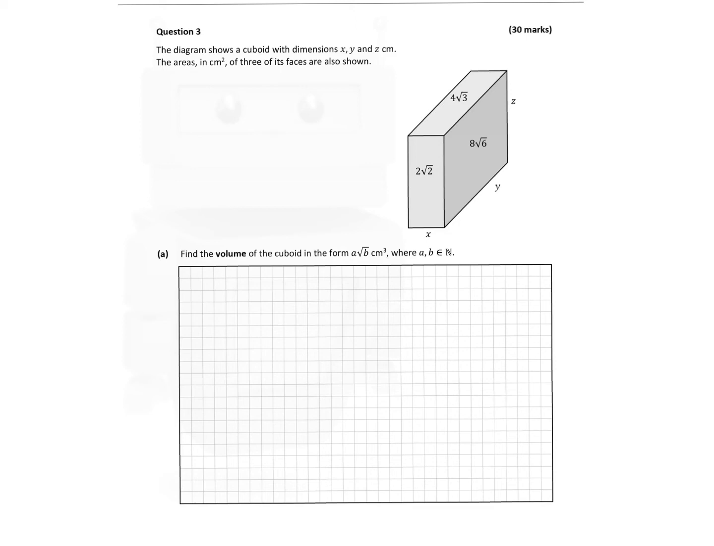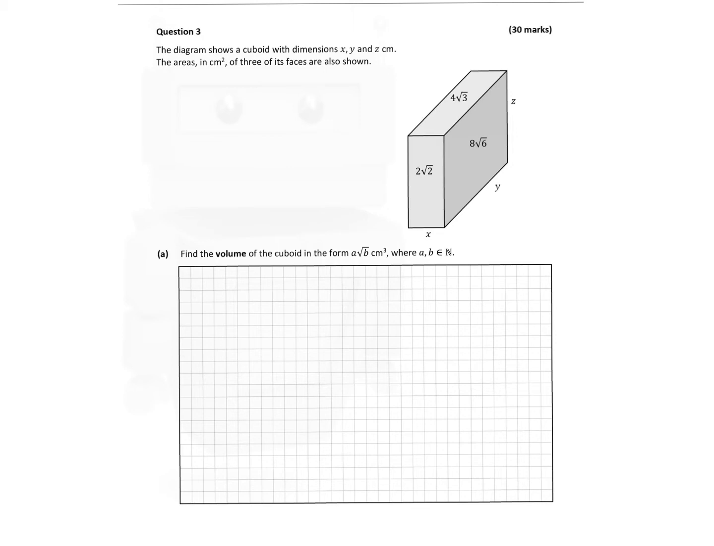Hey guys, so I'm just going to go through this question. First of all, what we can see here, I'm not going to read every question out, but what we can see here is we've been given the area of each side. So I would always start off by writing out what we know.